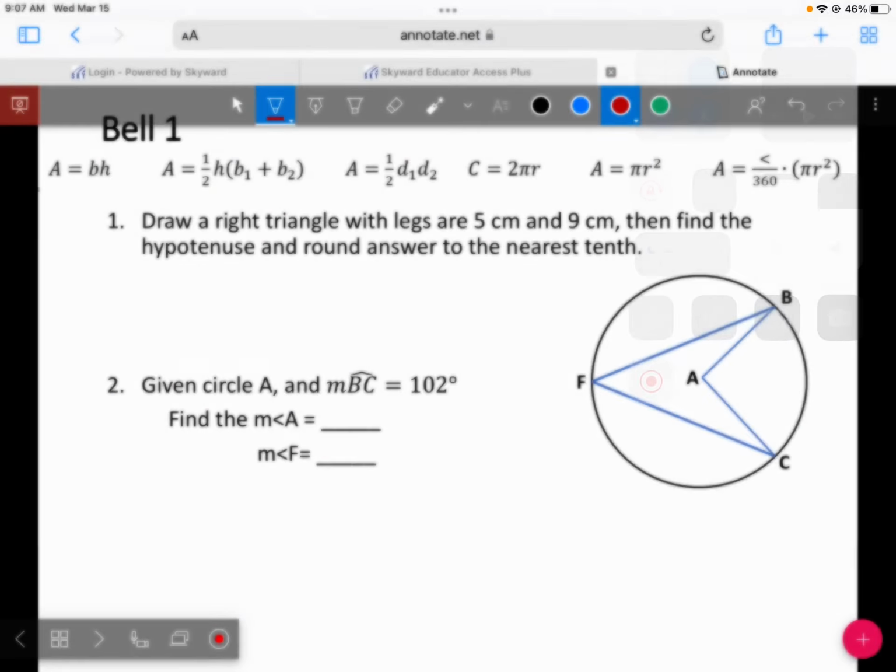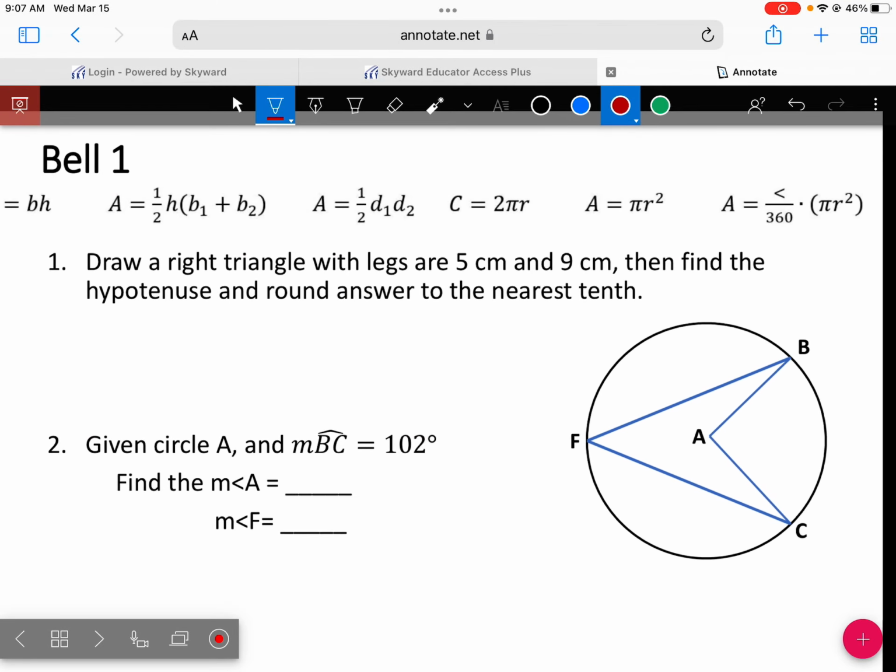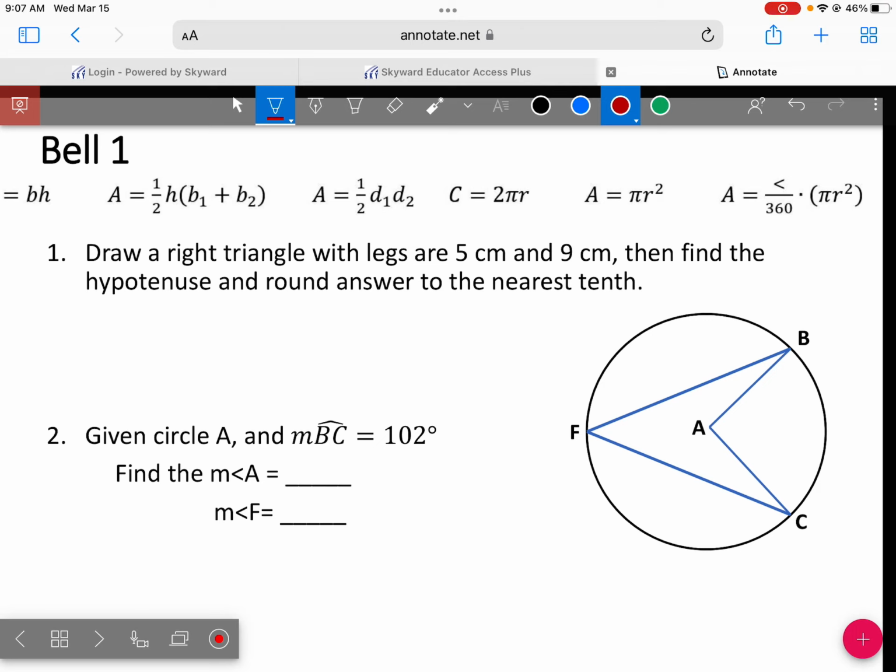Record it, but let's do the bell work together now, okay? Number 1 says, draw a right triangle with legs that are length 5 centimeters and 9 centimeters. So a right triangle has to have a right angle, okay? Legs of length 5 centimeters and 9 centimeters. When you make that right angle, the two legs are what make up the sides of that angle.